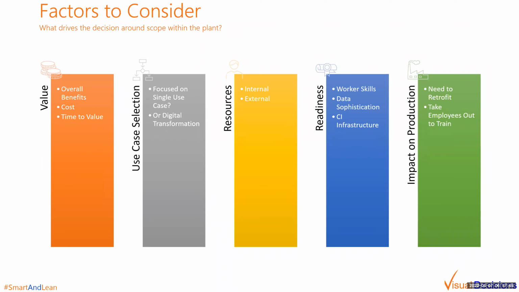So what drives the decision around scope within the plant? What are the key factors to consider? Here's a good list to start with. First off, always begin with value. The overall benefits to be received will be the primary driving factor in the scoping discussion.